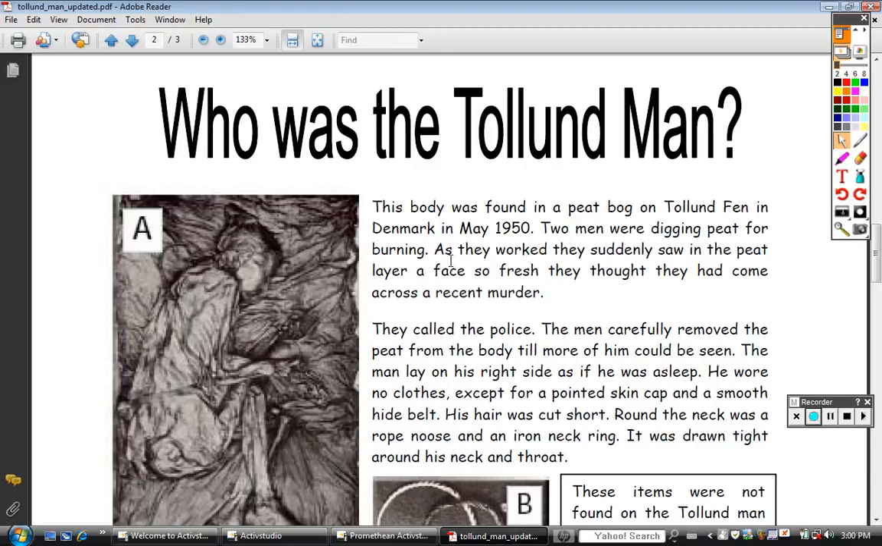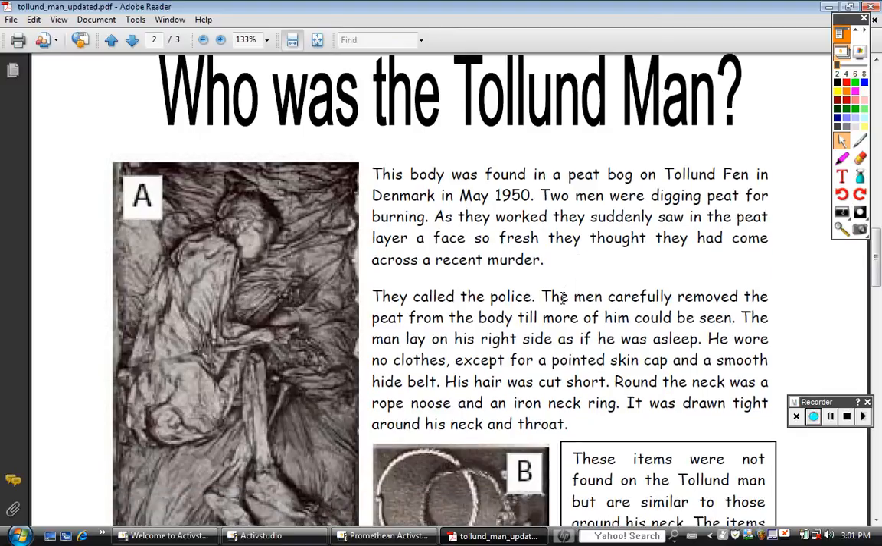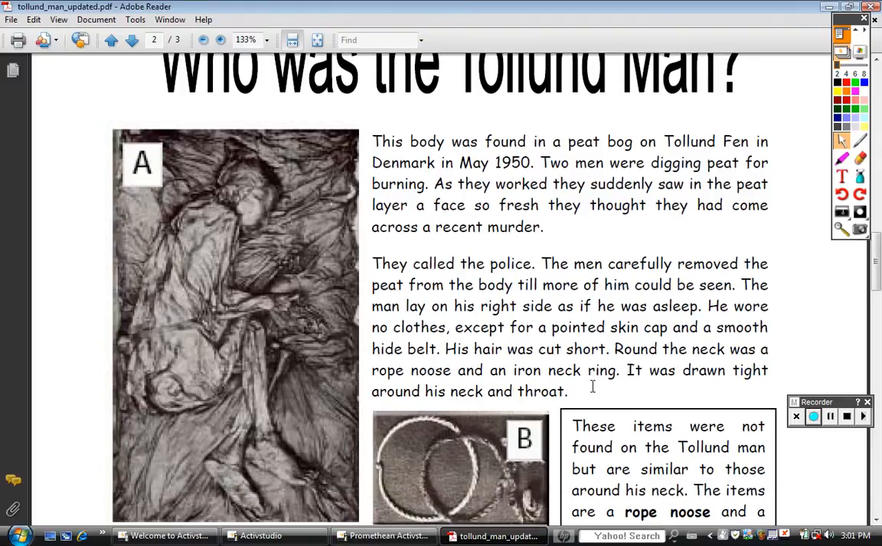Two men were digging peat for burning. As they worked, they suddenly saw in the peat layer a face so fresh that they thought they had come across a recent murder. They followed up by calling the police, and the men carefully removed the peat from the body till more of him could be seen. The man lay on his right side as if he were asleep. He wasn't wearing any clothes except for a pointed skin cap and a smooth hide belt. His hair was cut very short, and around the neck was a rope noose and an iron neck ring. It was drawn tight around his neck and throat.